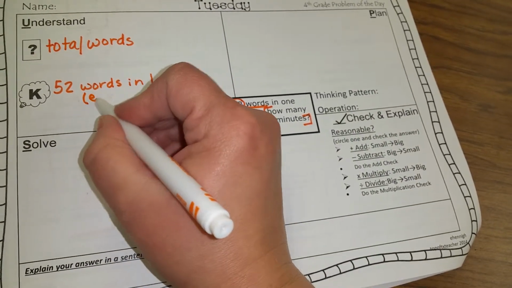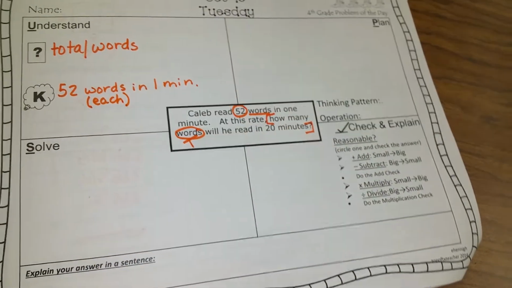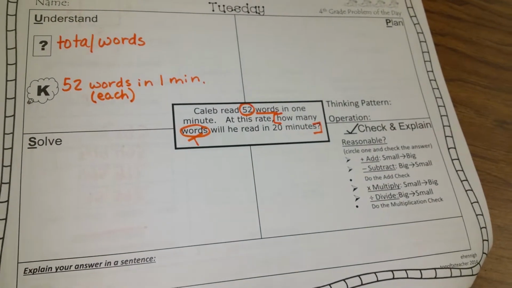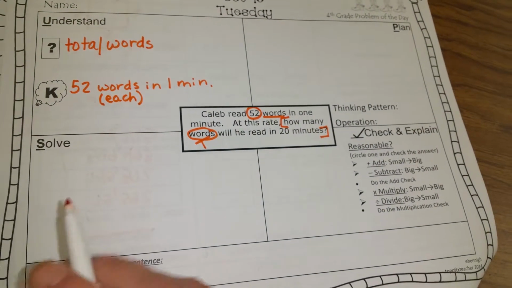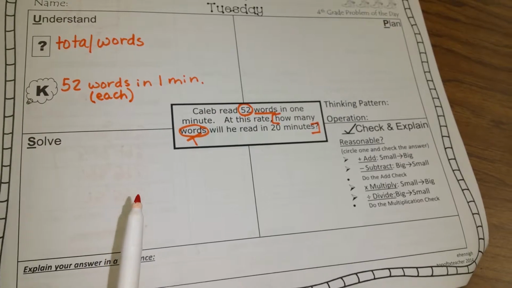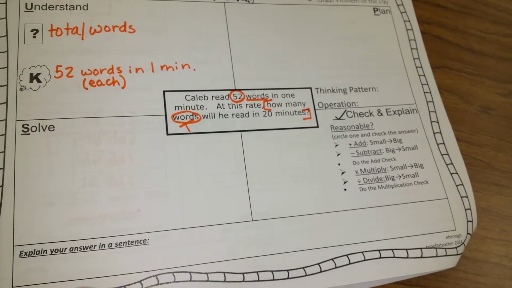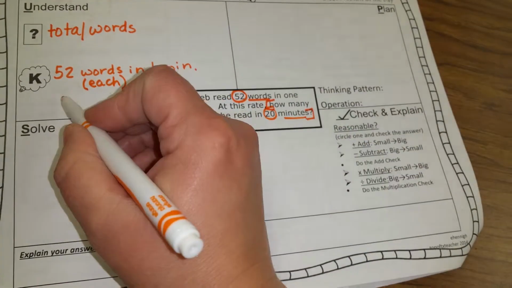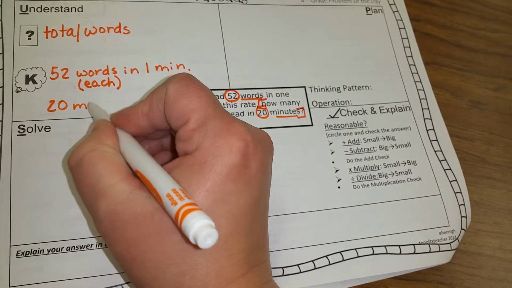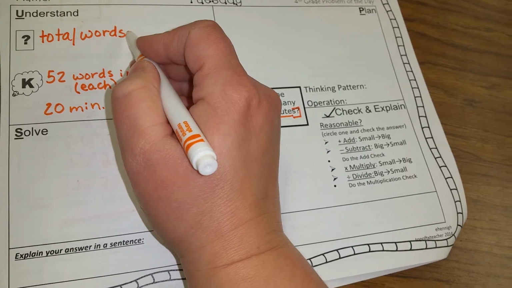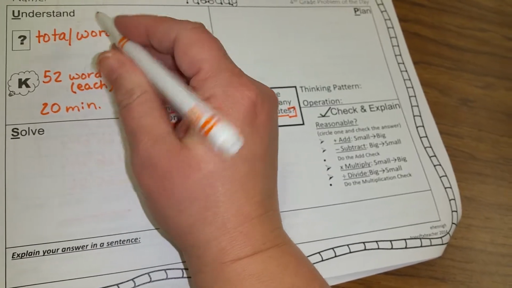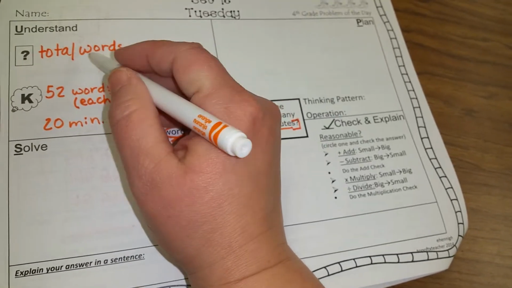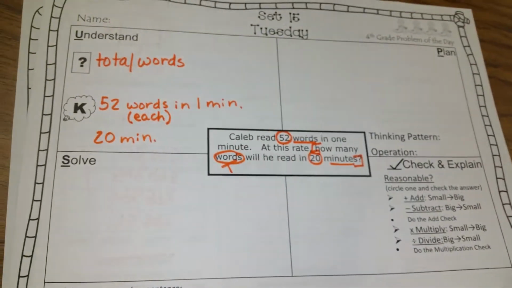If you want to, underneath you can put each, because you know that you know the each. So when you're drawing your picture in each box or each circle, you know it's 52. And then we also know that there are going to be 20 minutes. So that's another thing that I know. Now I didn't put 20 minutes up here because that's something I do know, so I'm going to leave it down here. So all I'm really looking for is total words.